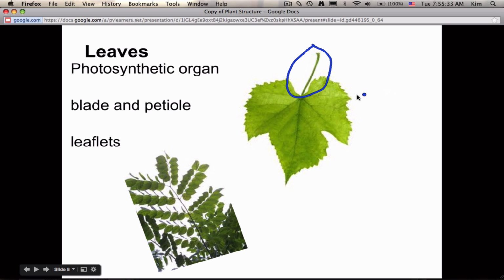And we also have what we call leaflets. These are modified leaves. You see the petiole right here comes off of the main stem, but instead of having one leaf on the petiole, you have multiple leaves, and those are called leaflets.